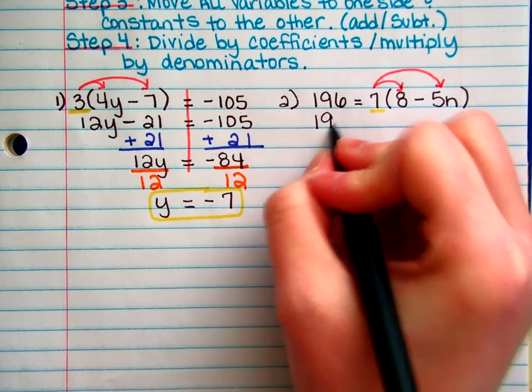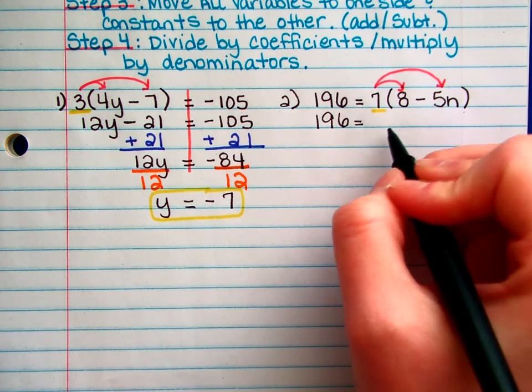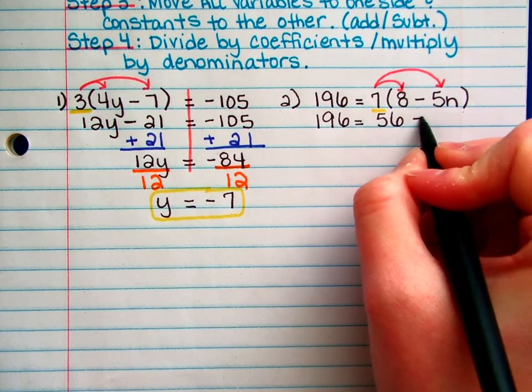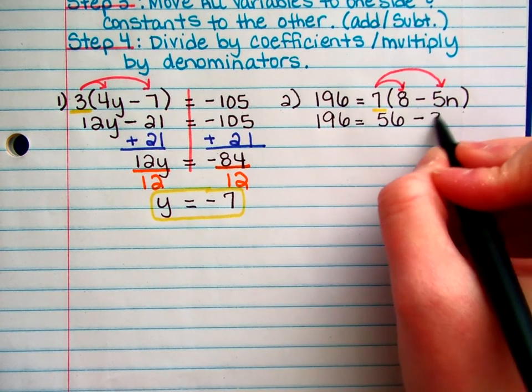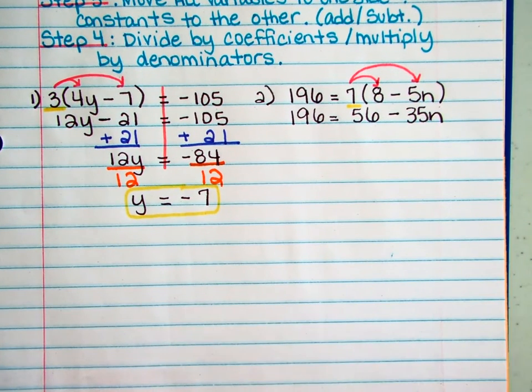So once we do that, I still have my 196 is equal here. The product of 7 and 8 is 56. Bring down my minus sign. And then the product of 7 and 5 is 35. Now, did you notice I did not split my two sides of the equation here? I did not do that. I'm going to try to do it on every other one just to slowly get you out of that habit. Okay, this looks just like it has every time we've solved a 2-step so far.